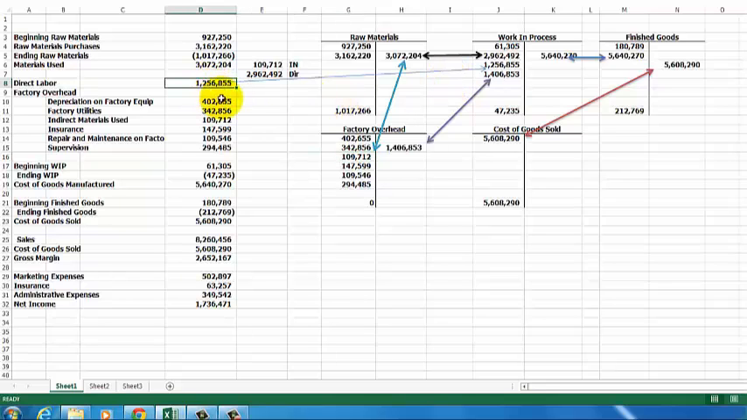Now, direct labor is next. We have materials used going into work in process, direct materials, indirect over here. Direct labor, because it cannot be stored up. We have to use it and pay for it in the same period.